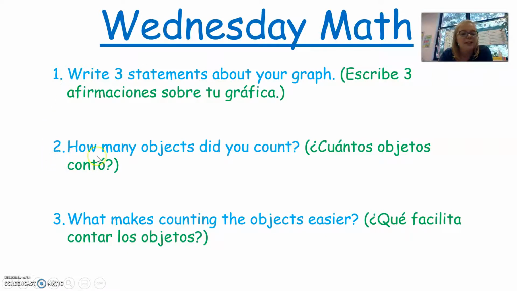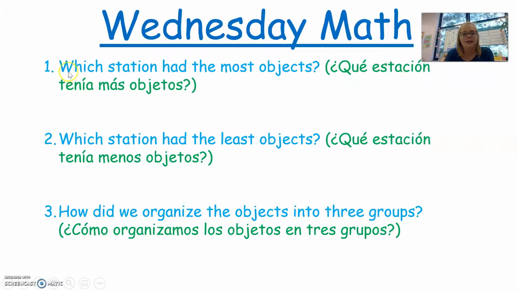Number 2 says, how many objects did you count? So in all, how many objects did you count? How many different stations did you go to, okay? Number 3, what makes counting the objects easier? If I was going to answer that, it would be skip counting, right? So we counted by tens and that made it easier, wouldn't you say? Yep.